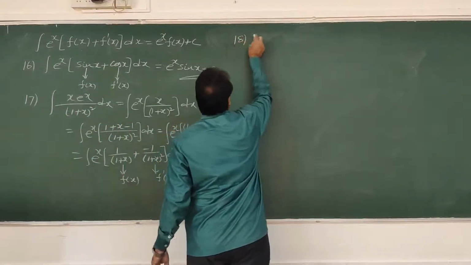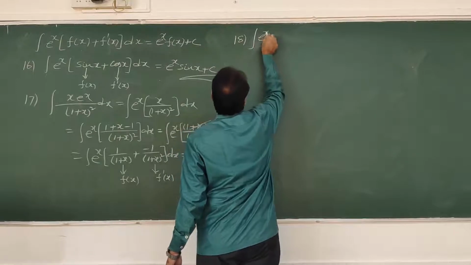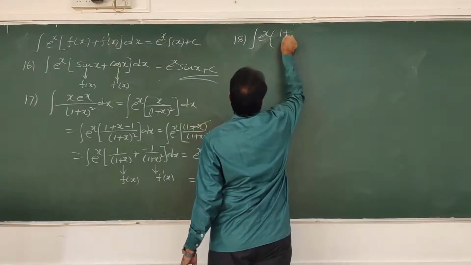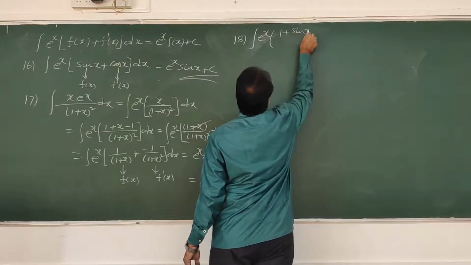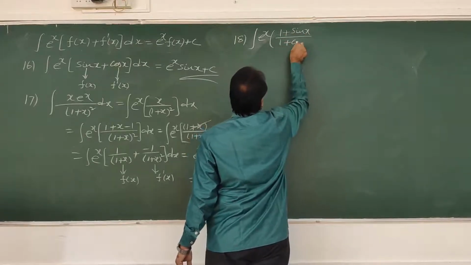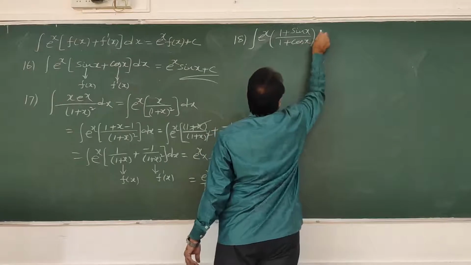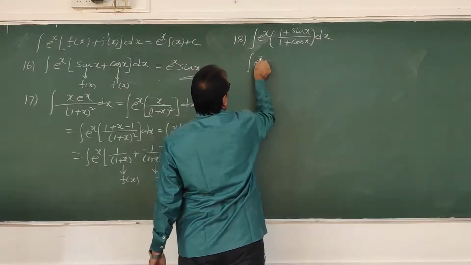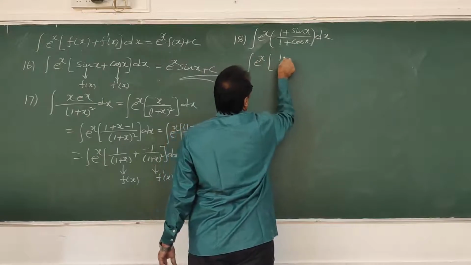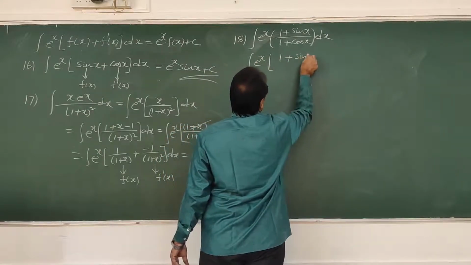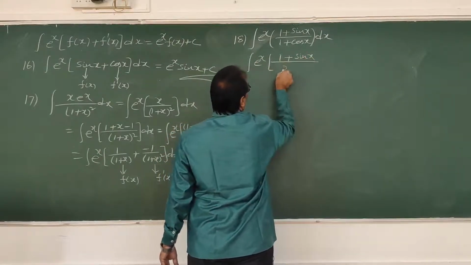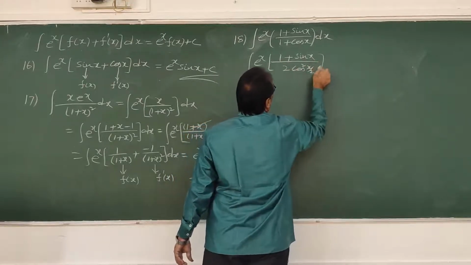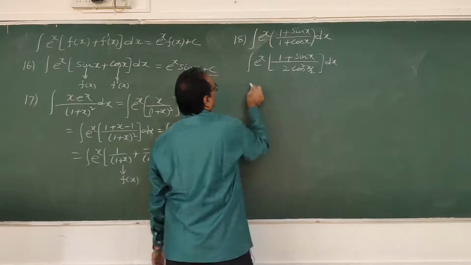So problem 18 is the integral of e^x into (1 + sin x) by (1 + cos x) dx. This is what is given. So again, it is a trigonometrical function, which means you have to simplify. I know the trigonometrical formulas very well. So what is 1 + cos x? 1 + cos x is nothing but 2 cos²(x/2) dx.